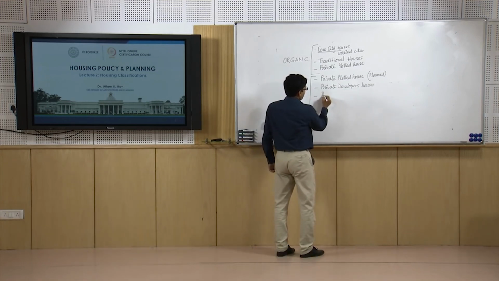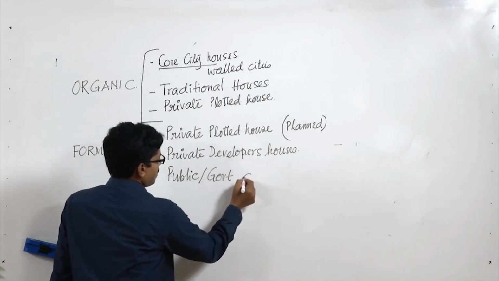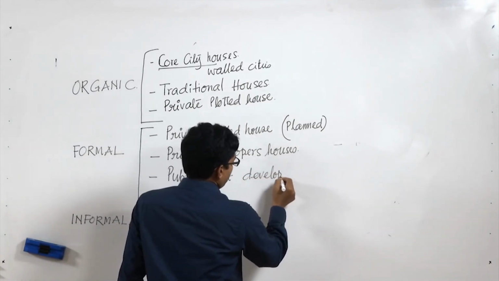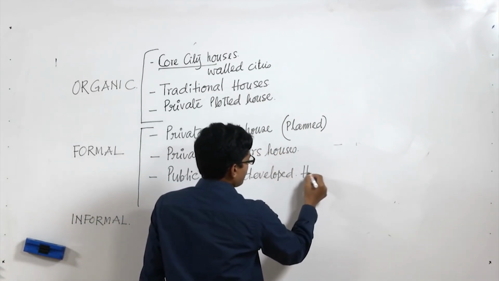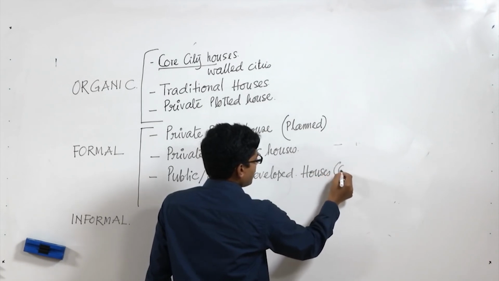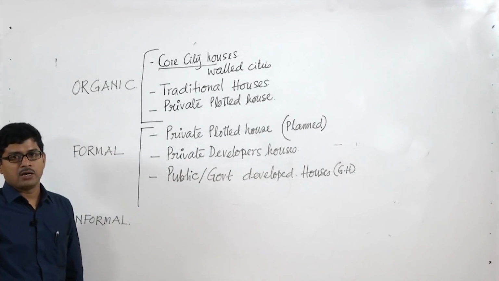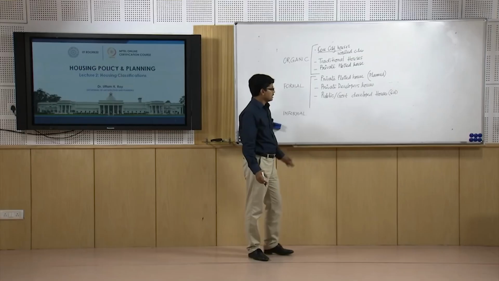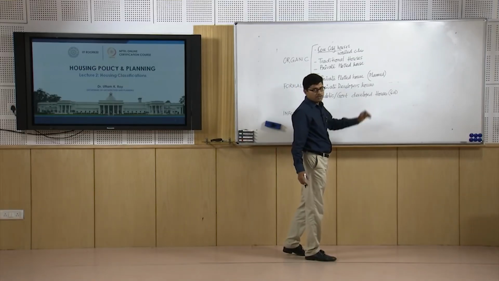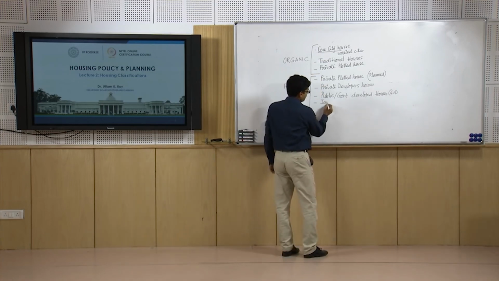Then there are public or government developed houses other than plotted houses, like group housing. All the state government authorities like the housing board and the housing development authorities, all the town and country planning development authorities and also municipal corporations, they sometimes provide this kind of houses. Apart from this, there are houses developed by joint venture companies.